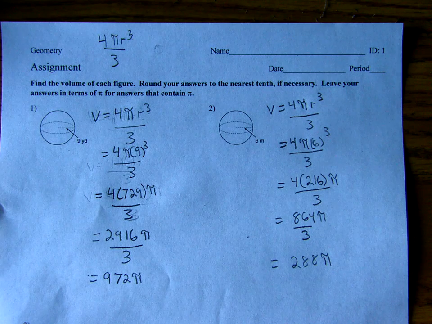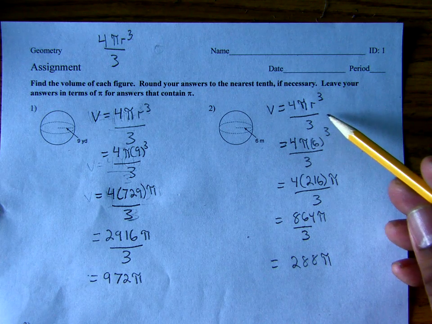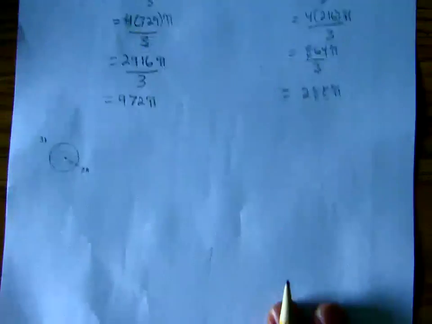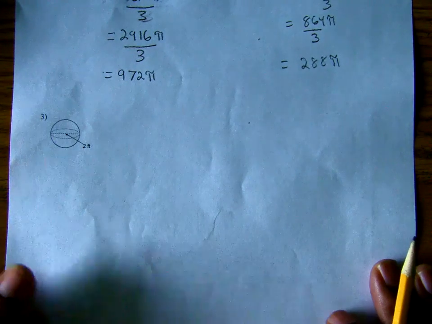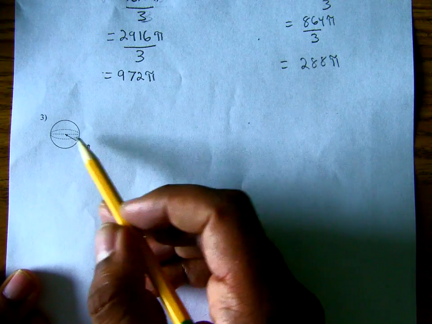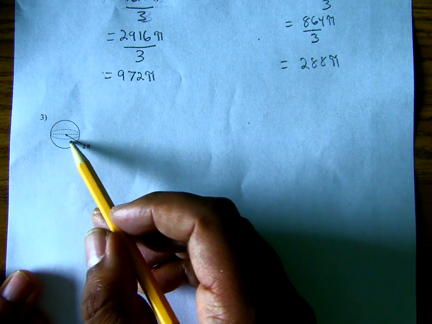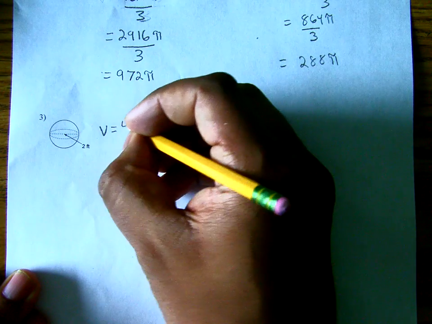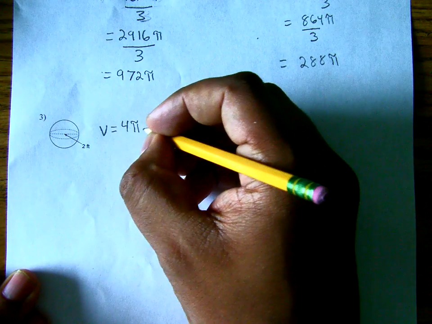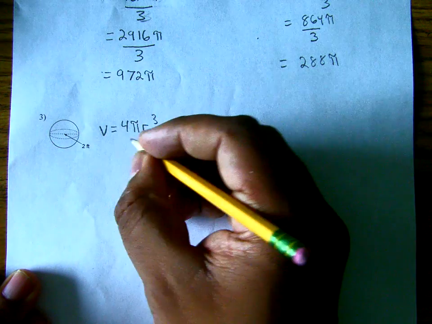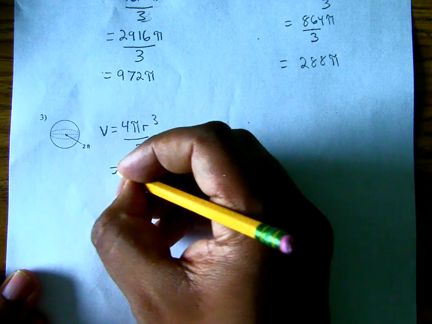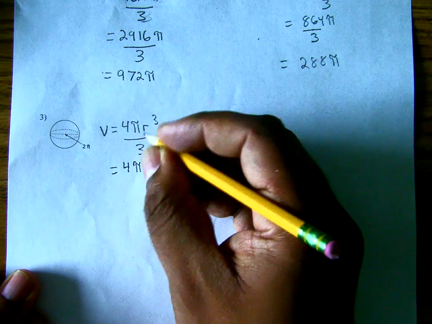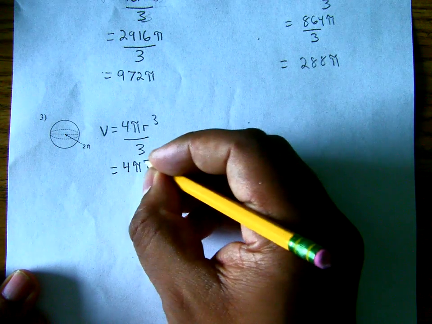So doing the sphere is pretty basic. You just have to make sure you have the right formula. All right, here's our last example. Now on this one they give us the diameter, which is 2 feet. So you want to make sure you plug the radius into the formula, and the radius on this one will be 1. So we're going to plug 1 in here, and we'll have 1 cubed.